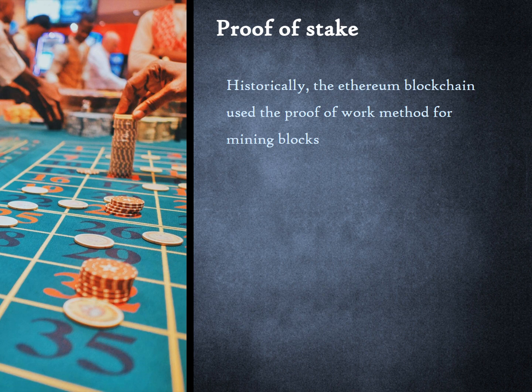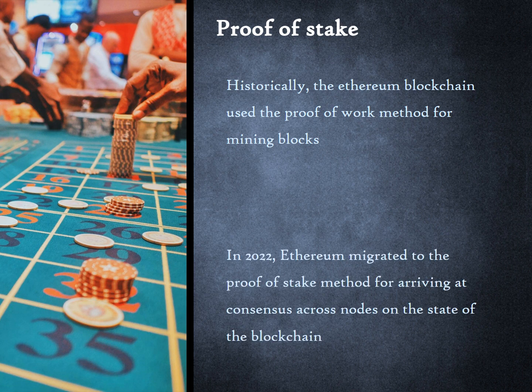Historically, the Ethereum blockchain used the proof-of-work method for mining blocks. This was similar to what was being used for Bitcoin, though some of the mathematics was different. In 2022, Ethereum migrated to the proof-of-stake method for arriving at consensus across nodes on the state of the blockchain. Next, we will learn how proof-of-stake works.